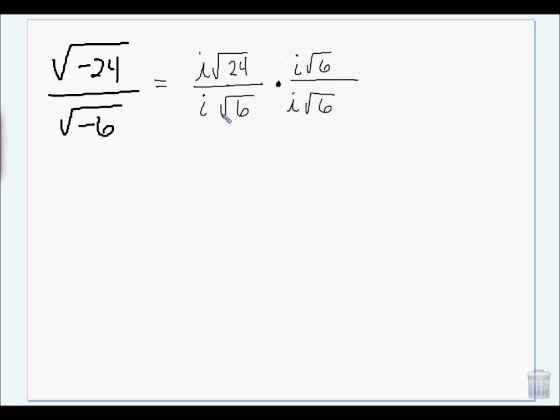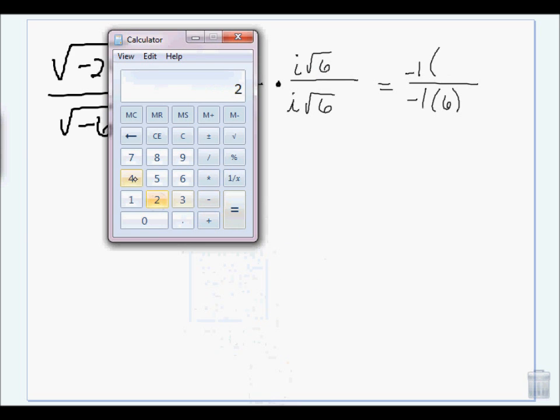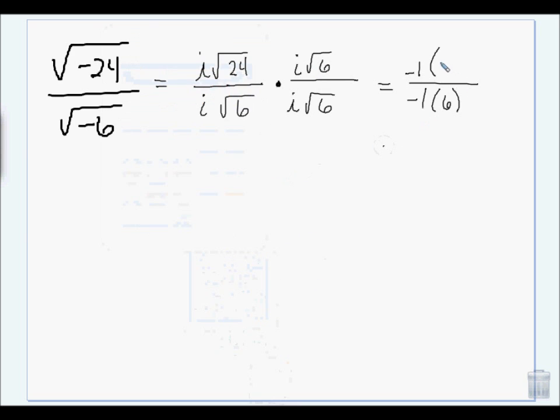Okay, this i times i is negative 1, right? i squared, negative 1. Square root of 6 times square root of 6, so that's 6. Here I have i times i, so that's negative 1. And then the square root of 24 times the square root of 6, I'm going to be lazy, is the square root of 144, which is 12. So I have negative 12 over negative 6, which is positive 2.